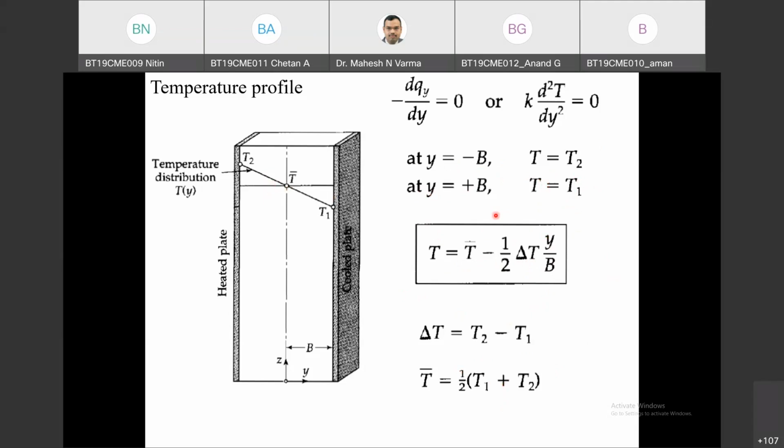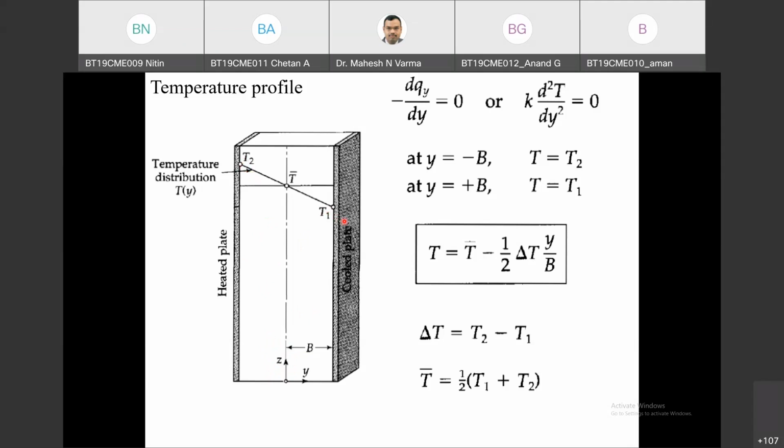And what are the assumptions? Basic assumptions are, first of all, end effects are neglected. Viscous heating is neglected, and secondly, convection in z direction is negligible. Convective heat transfer in z direction is negligible as compared to conductive heat transfer in y direction. These are the assumptions.